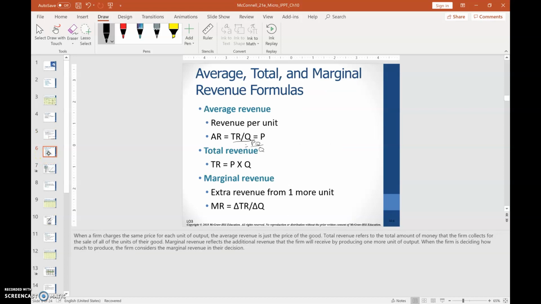Over here, I have the formulas for average revenue, total revenue, and marginal revenue given in front of me. Average revenue is total revenue over quantity. Total revenue is price times quantity. If you divide price times quantity over quantity, you get price. Total revenue, price times quantity. Marginal revenue is change in total revenue over change in quantity. This sign delta is for change.